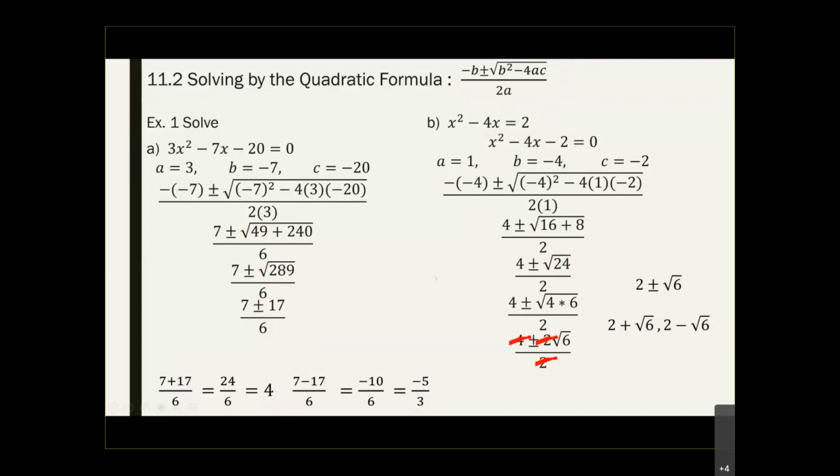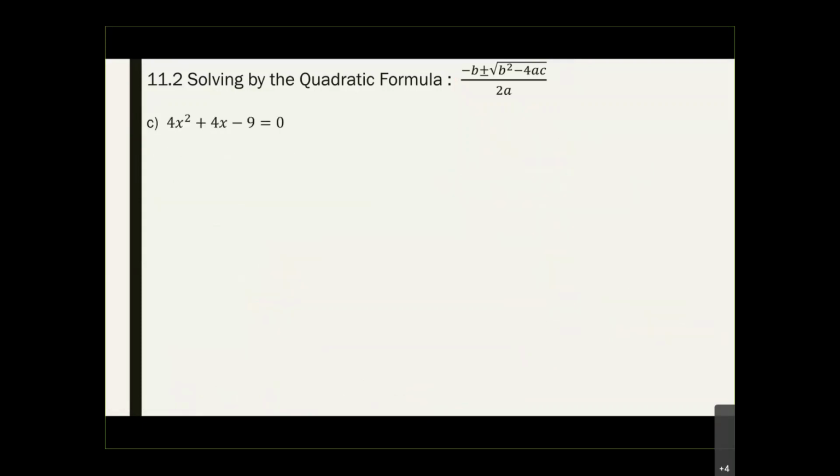Well, if you don't have a question, let's take a look at the next two problems. And hopefully, by the end of today, you get used to this quadratic formula, right?